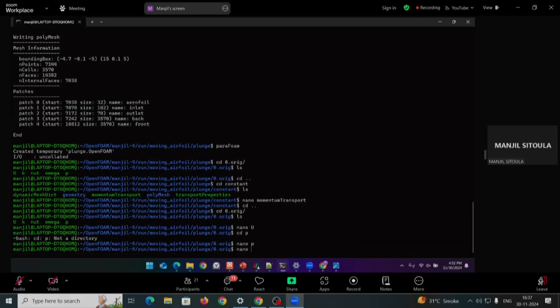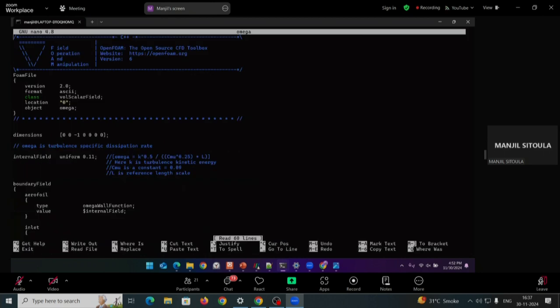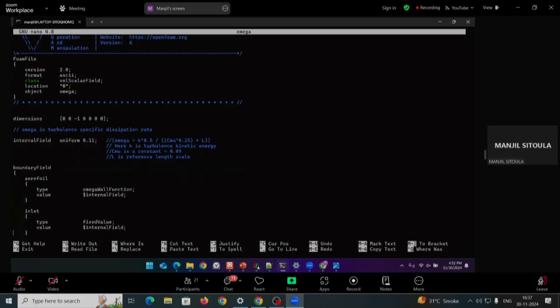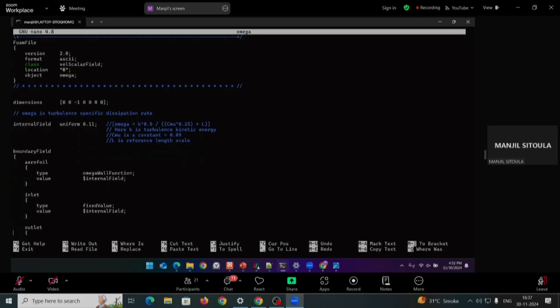Now there are also the boundary conditions for k, nuT, and omega, where k is the turbulence kinetic energy, nuT is the turbulence viscosity, and omega is the specific turbulence dissipation rate. You can also see later what is inside these. Let me show you the one for omega, that is the specific dissipation rate.